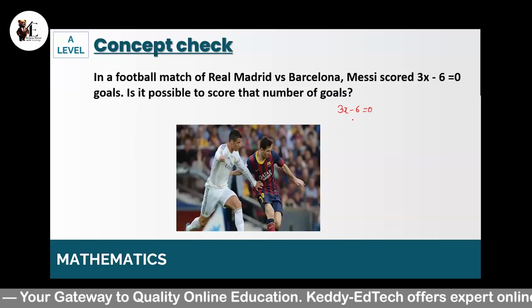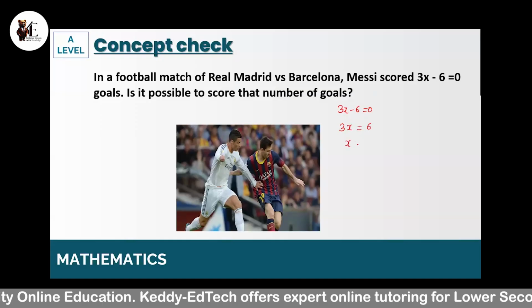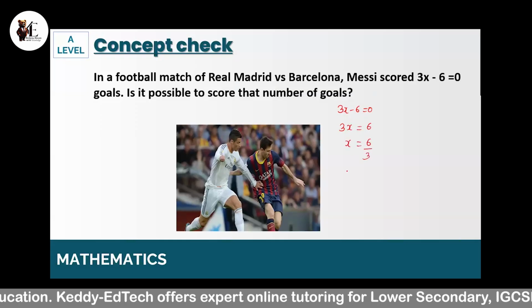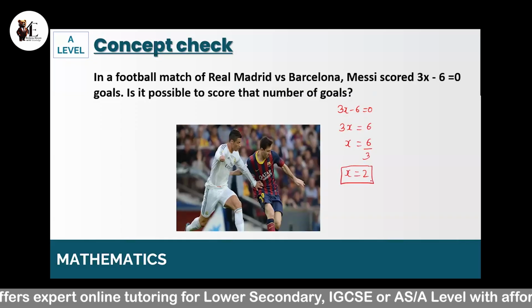We will transpose this -6 to the other side. So 3x is equal to 6, and x is equal to 6 over 3. So x is equal to 2, which means the number of goals scored is 2.